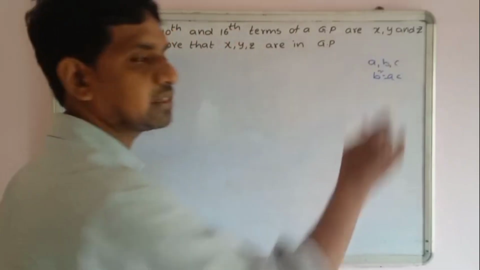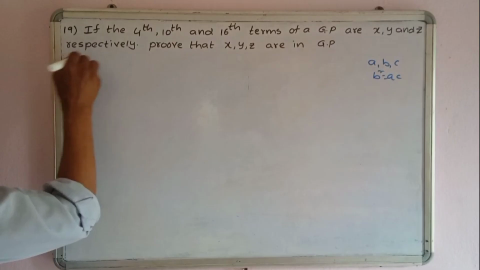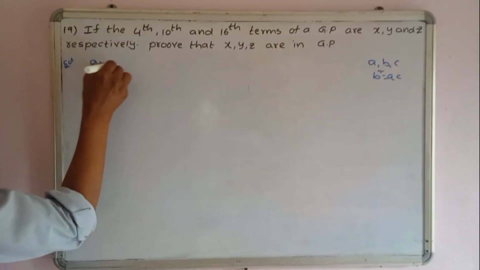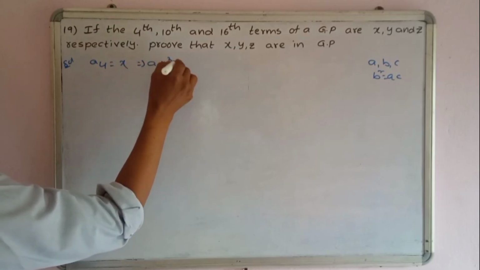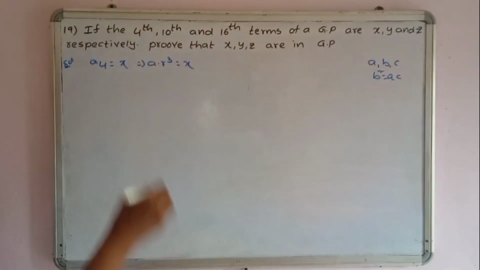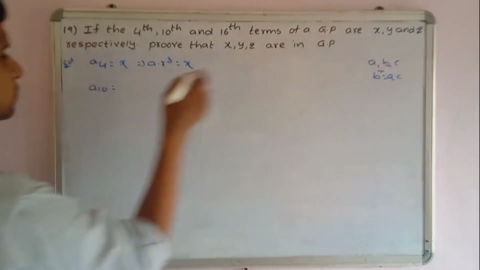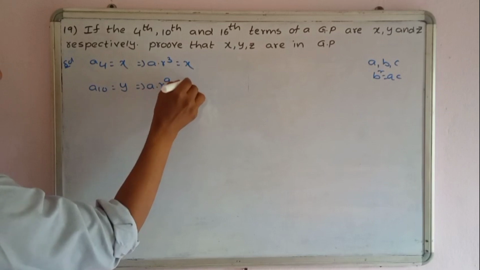B square equals AC means A, B, C are in GP. So first, look at what is given. Solution here: the 4th term is x, that means a4 equals x. a4 means a into r power 3 equals x. Next, the 10th term, a10, equals how much? y. So a into r power 9 equals y.